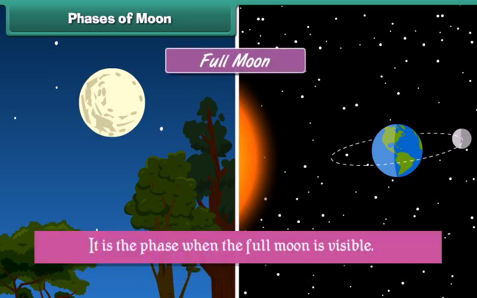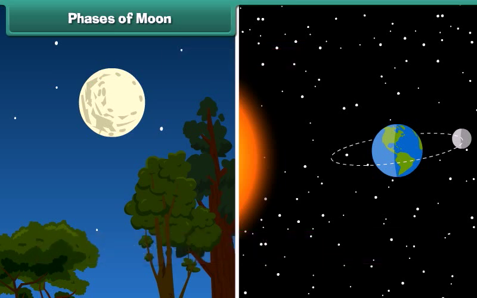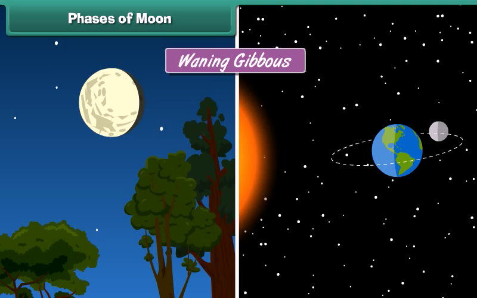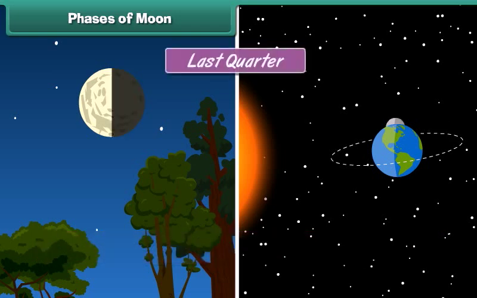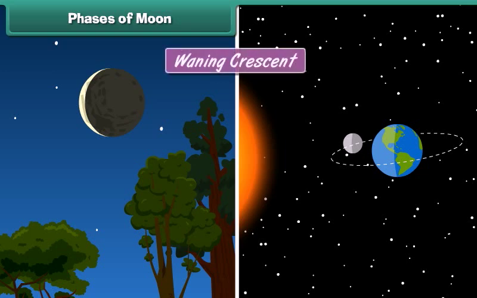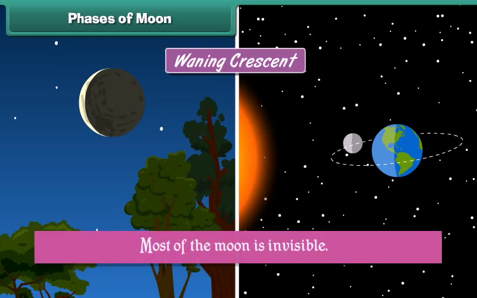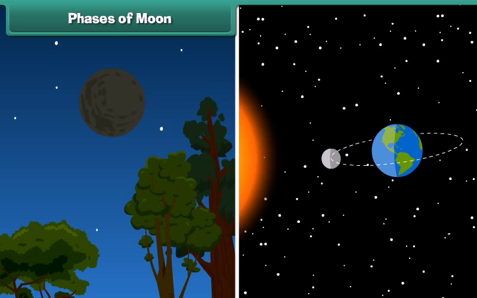Full Moon. It is the phase when the full Moon is visible. After full Moon, the size of visible Moon starts decreasing. Waning gibbous. It is the phase that follows the full Moon phase. A small portion of the Moon is invisible. Last quarter. It is the phase that follows waning gibbous. Half the Moon is invisible. Waning crescent. It is the phase that follows last quarter. Most of the Moon is invisible. After the waning crescent phase, the Moon becomes completely invisible.